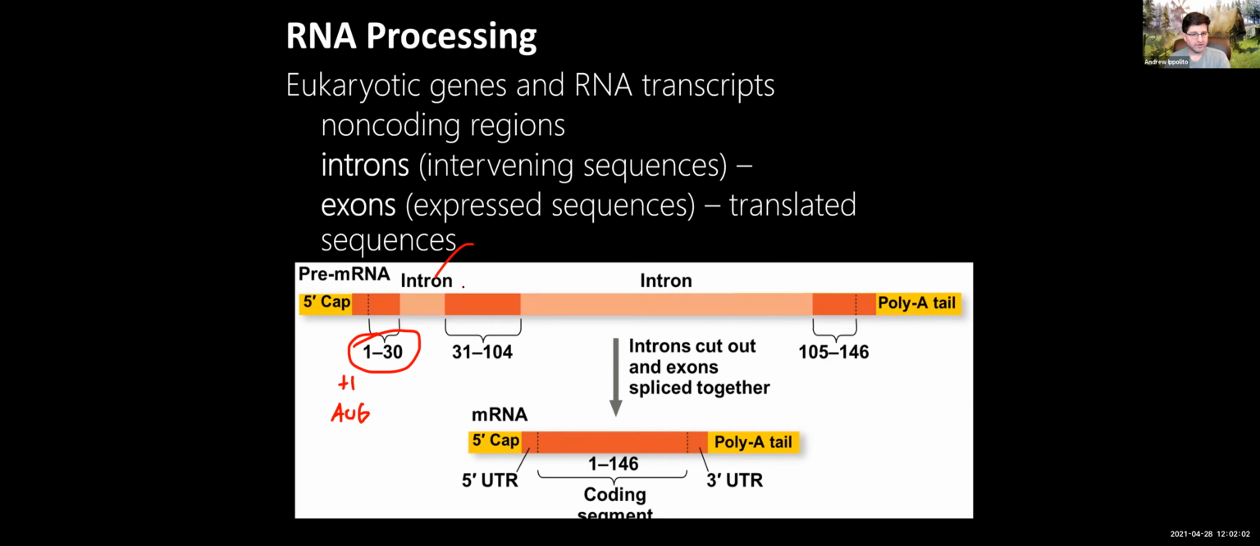Okay, and then there's an intron, and there's another exon between 31 and 104. So do you see these numbers? These numbers are all basically bookmarks or page numbers. They're the base number from the first. So you could see here, this transcript is 146 bases long, Alexa.